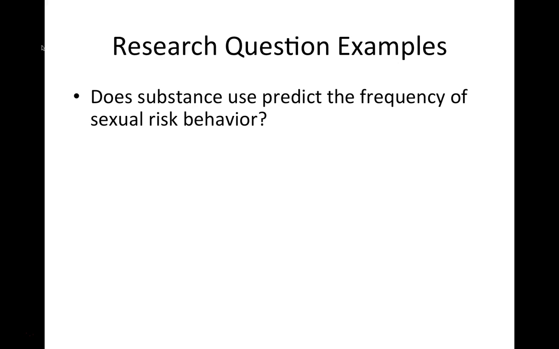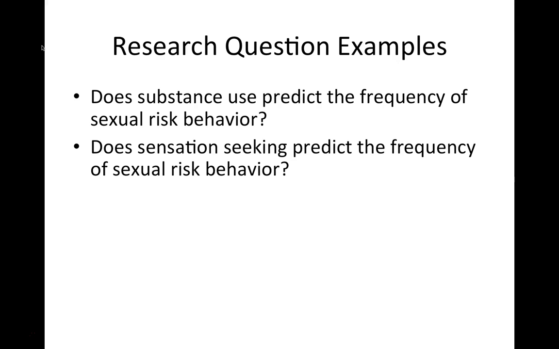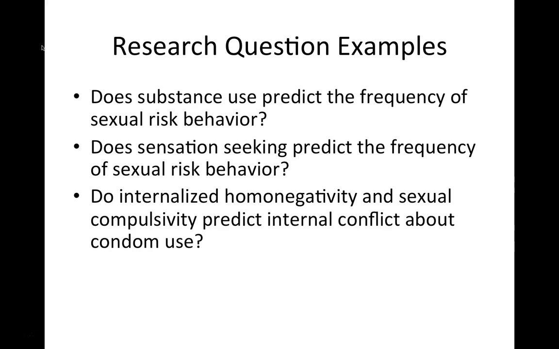I think I mentioned in one of the Google Hangouts that we'll talk a little bit more in the nonparametric module, Module 11, about count variables, which would be the number of risk behaviors, the number of acts, things like that. So we'll talk about some variations on some of these techniques for non-normal distributions, which count variables often are. But for now, let's disregard that. So substance use predicting the frequency of sexual risk behavior would be a kind of question that we could answer using regression analyses. Does sensation seeking predict the frequency of sexual risk behavior? We could answer that with regression analyses.